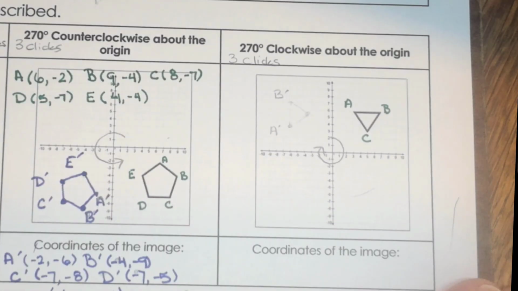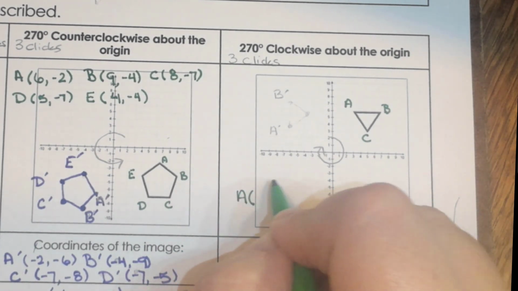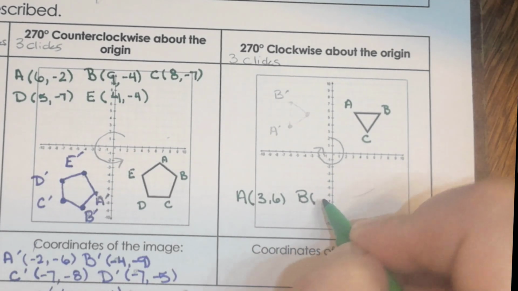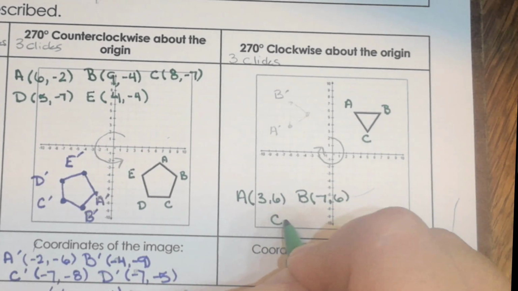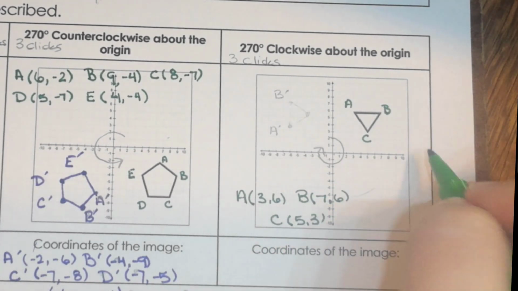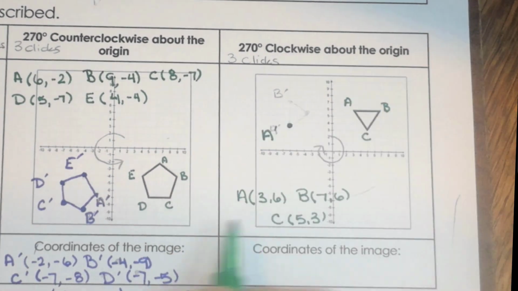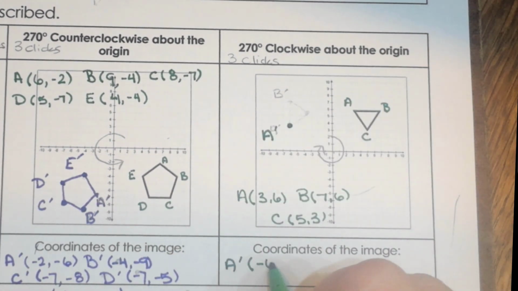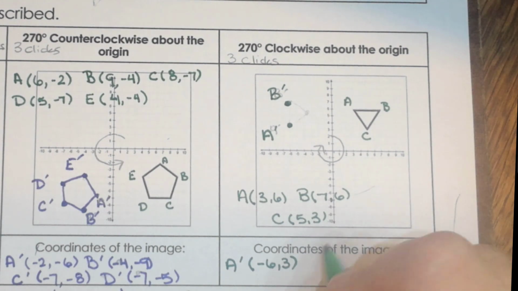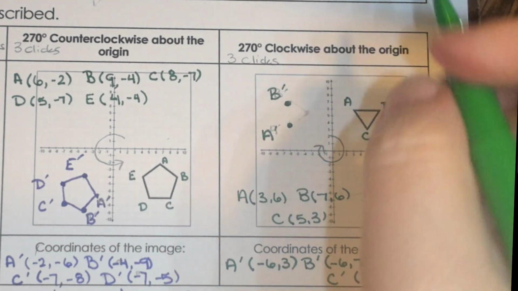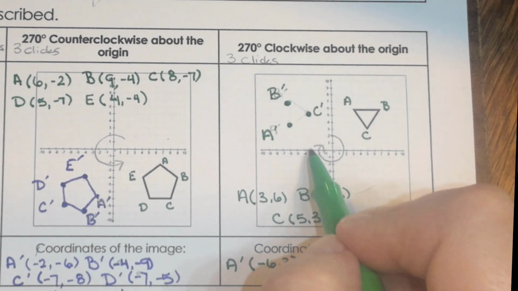Okay, so let's write down what our original points were. A was the point 3, 6. B is the point 7, 6. And C is the point 5, 3. So A prime is the point -6, 3. B prime is the point -6, 7. And C prime is the point -3, 5.